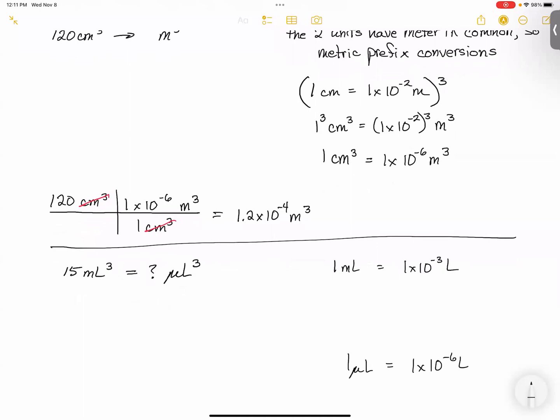So we've got to take the conversion factor in that table and get it to cubed. The way we do that is by cubing the entire thing. So that's 1 cubed milliliter cubed, equal to 1 times 10 to the minus 3 cubed liter cubed. Or in other words, 1 milliliter cubed is 1 times 10 to the minus 9 liters cubed.